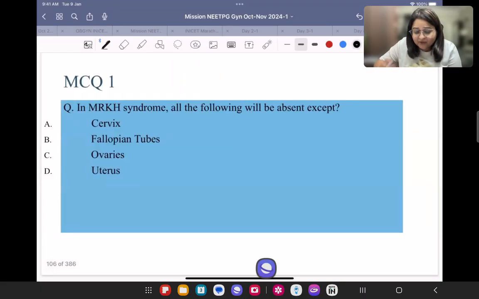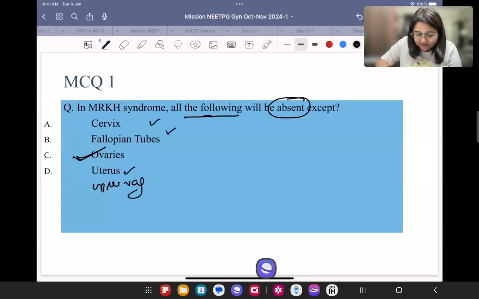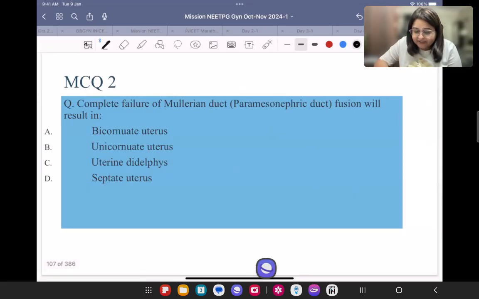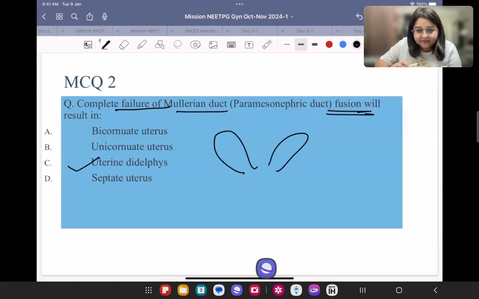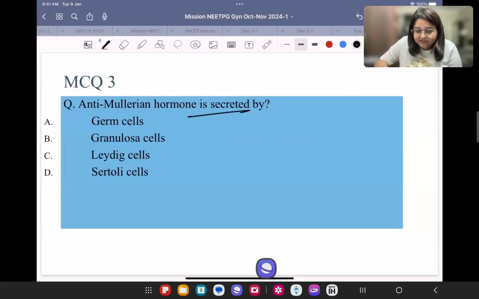Questions, come back to questions. In MRKH syndrome, all the following will be absent except... The ovaries will be present. The rest will be absent, and the upper part of the vagina will also be absent. Complete failure of Mullerian duct fusion will result in didelphys. Clear? Complete failure, they are completely separate.